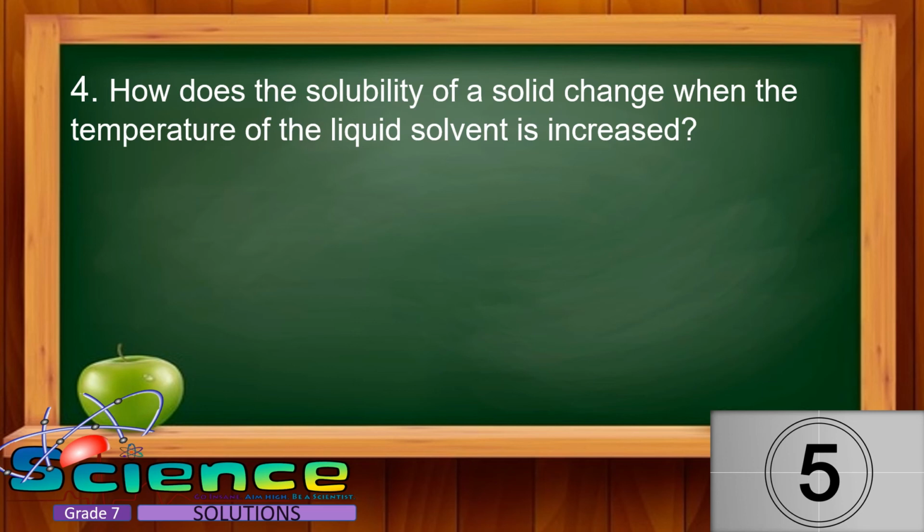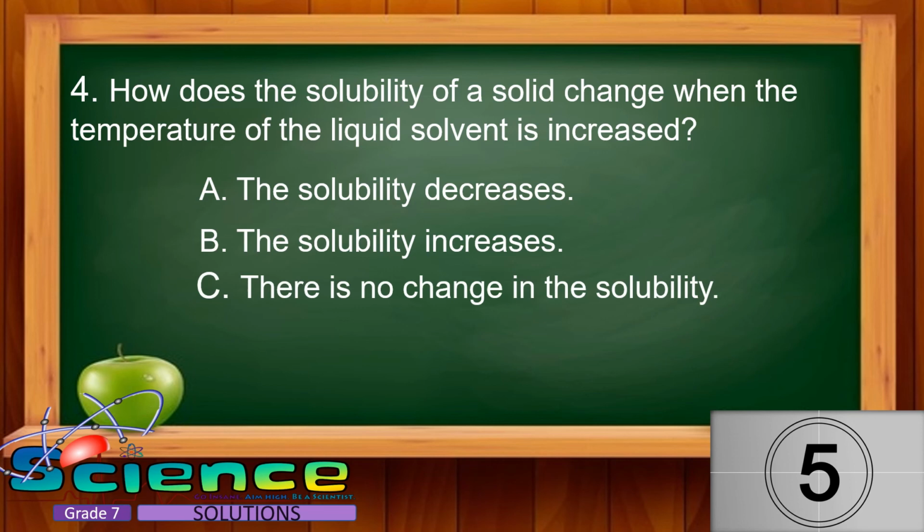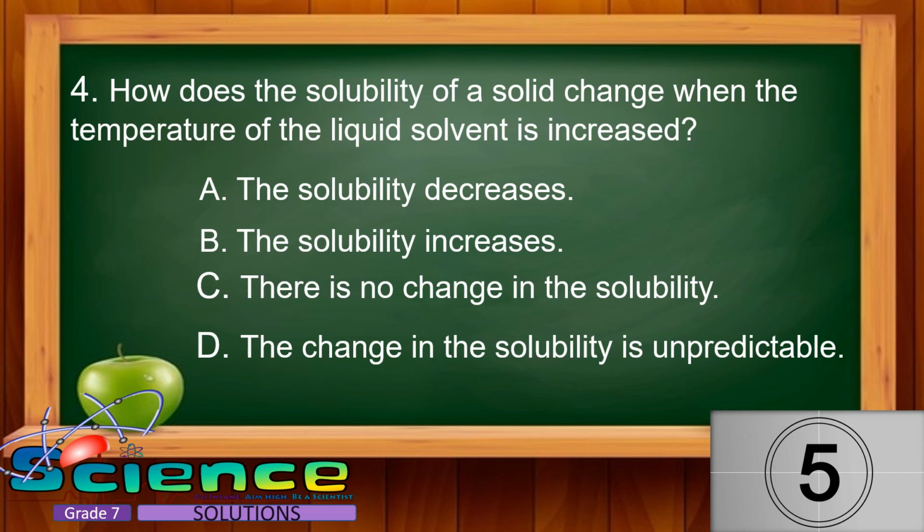How does the solubility of a solid change when the temperature of liquid solvent is increased? Letter A, the solubility decreases. Letter B, the solubility increases. Letter C, there is no change in the solubility. Letter D, the change in the solubility is unpredictable. If your answer is letter B, the solubility increases, you are correct.